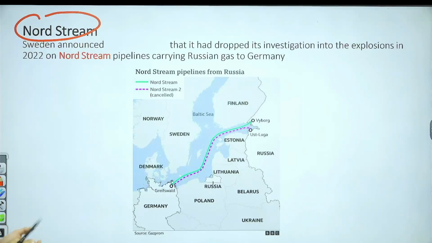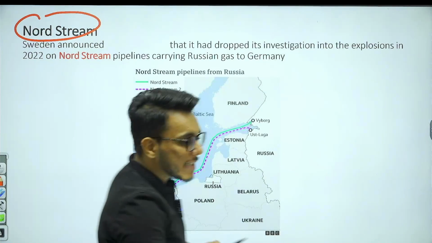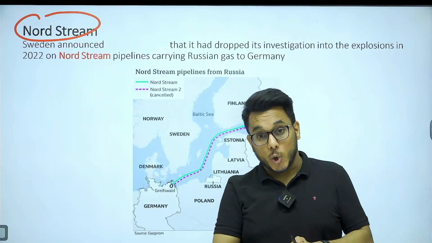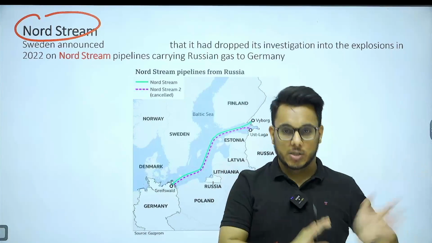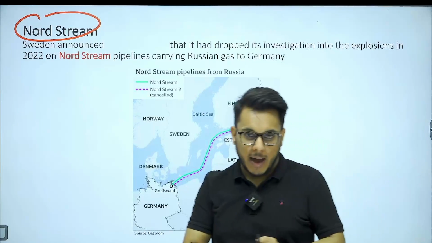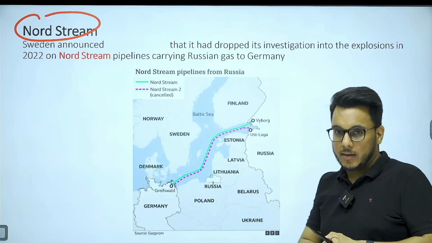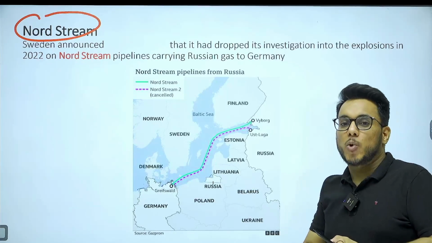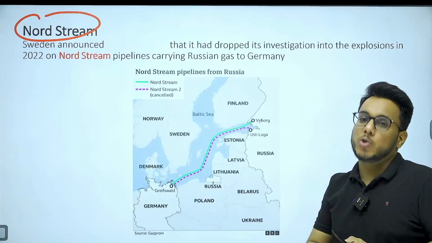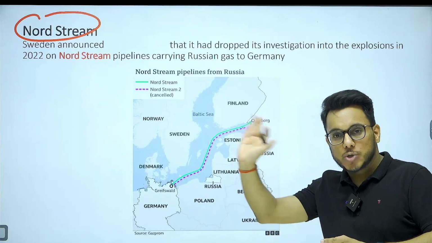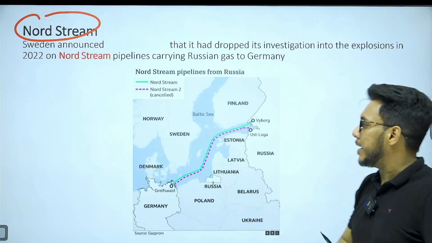The next, Nord Stream pipeline. There were leaks that happened in the Nord Stream pipeline, and for that, between Europe and Russia, a new rivalry got started 1.5 years back. So Nord Stream is a gas pipeline which intends to transport natural gas from Russia to Europe. This Nord Stream pipeline has two components, that is Nord Stream pipeline 1 and Nord Stream pipeline 2.